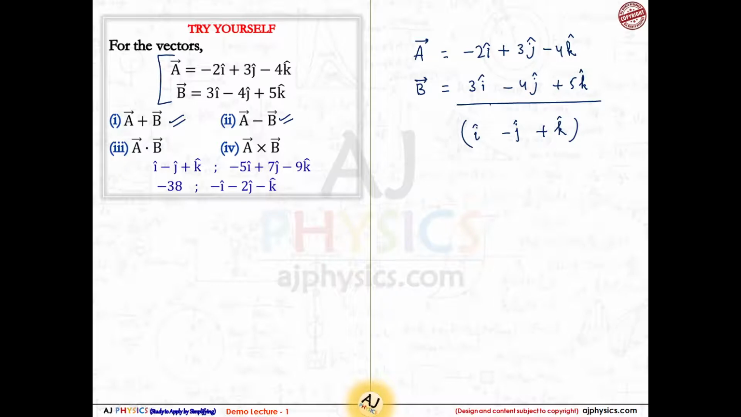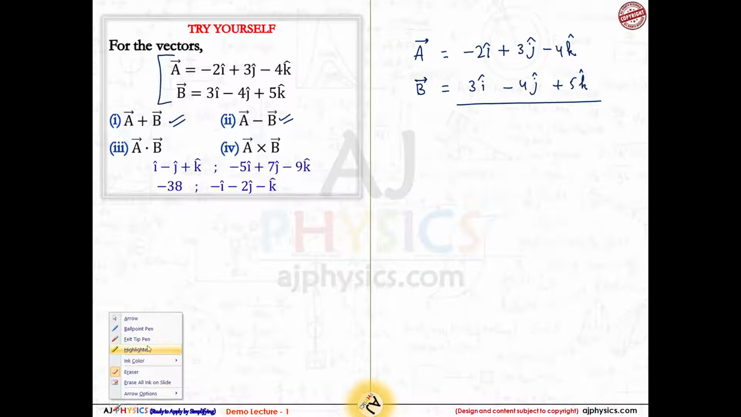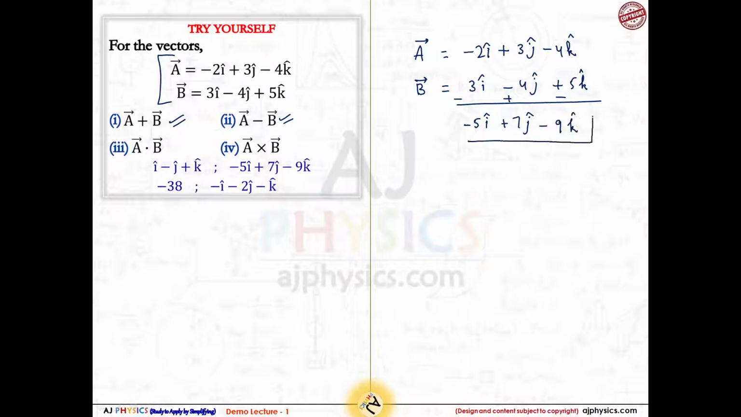Fine. And let us subtract them now. If we are just going to subtract them, the signs have to be changed. So let's change the sign now. This will be negative, positive and negative. So this will be minus 5 I cap, 3 plus 4 is 7, and minus 4 and minus 5 will be minus 9 k cap. Simple addition. It follows the same algebra which you have already learned in class 7th, might be 6th or 7th or 8th, whatever it is.